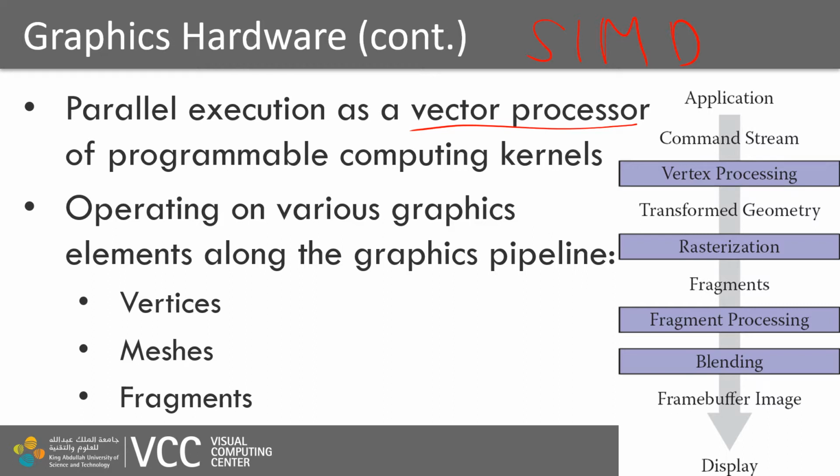These various elements of graphics representations would be vertices, meshes which are formed by these vertices, and then an intermediate representation will be fragments, which are the rasterized elements of our triangles, and those are then projected onto the screen and processed with the shader program, as I mentioned.